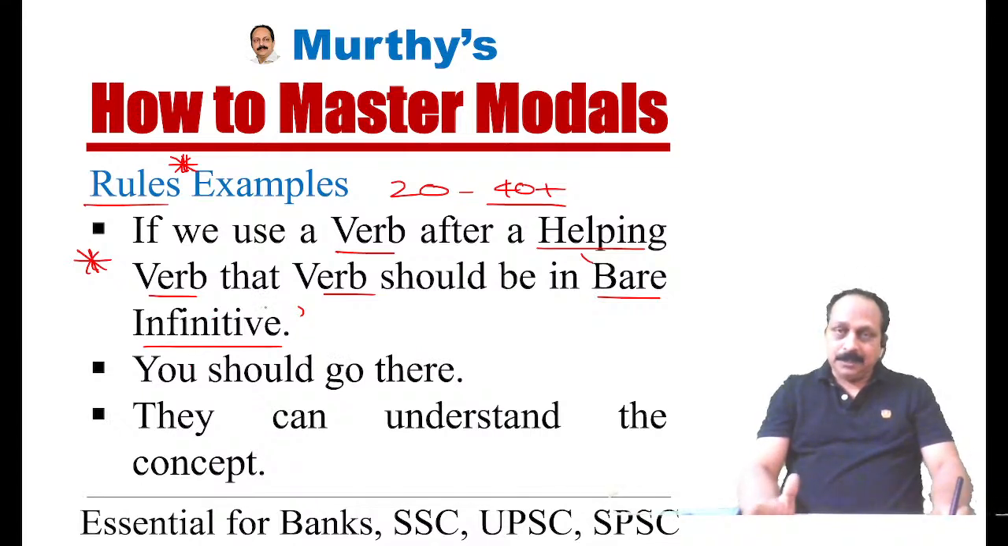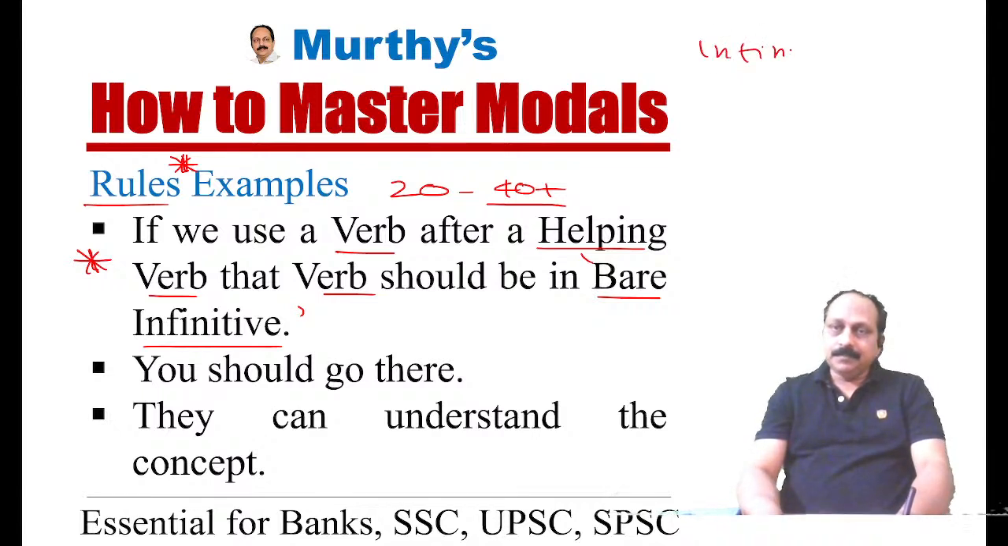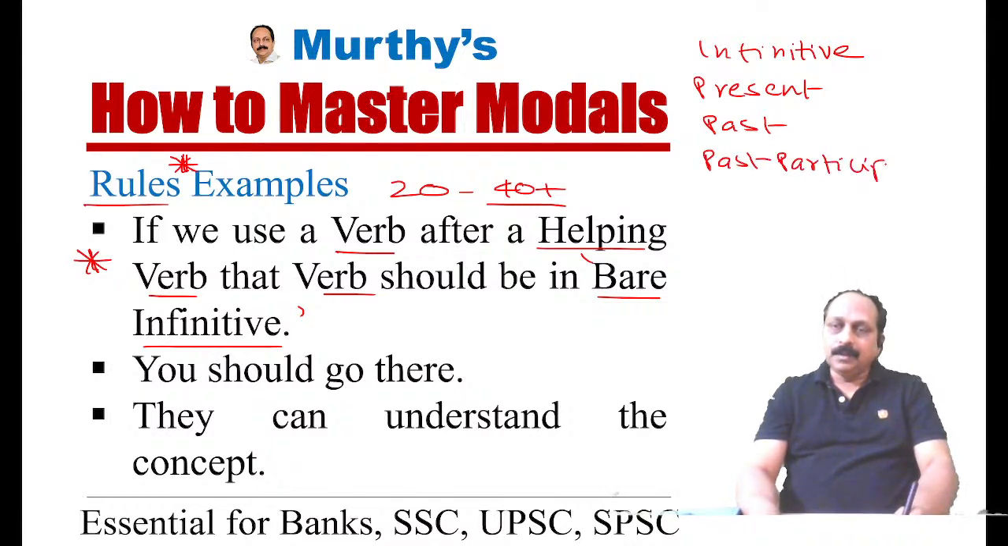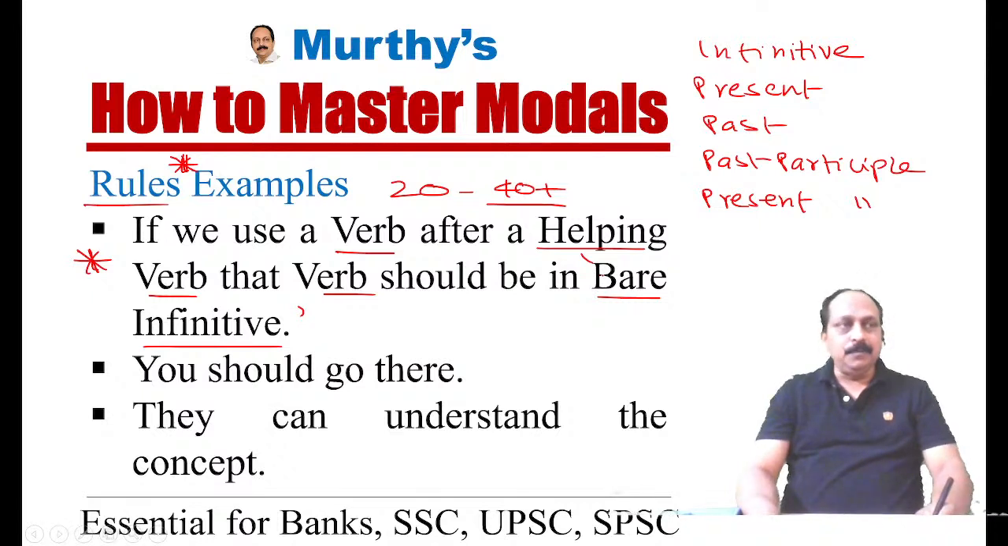I told you yesterday, if you take any verb, it has five forms like your five fingers. What is the first one? Infinitive. Not three forms, five forms. And what is the second one? Present form. Third one, past form. And what is the fourth one? Past participle form. And what is the last one? Verb plus ing. It is nothing but the present participle form.